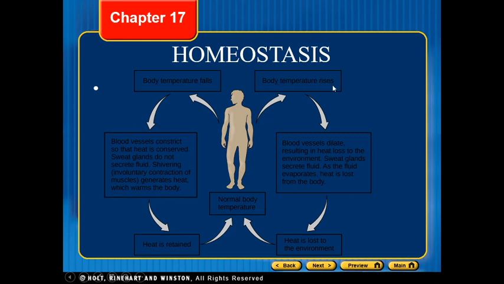So the temperature will rise. What happens is the blood vessels will dilate. So your blood vessels will open, resulting in heat loss to the environment. The sweat glands secrete fluid. That's why you perspire. That is usually what happens when it is very hot. As the fluid evaporates, heat is lost from the body to the environment, and you maintain a normal body temperature. So this is just one of the many examples of homeostasis.